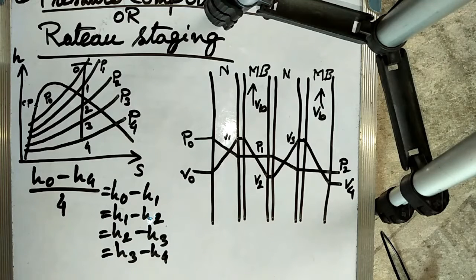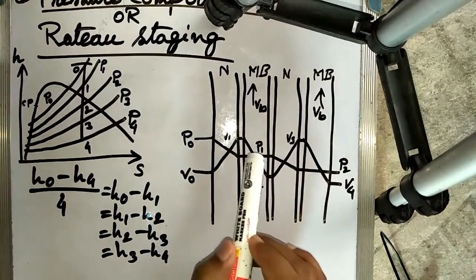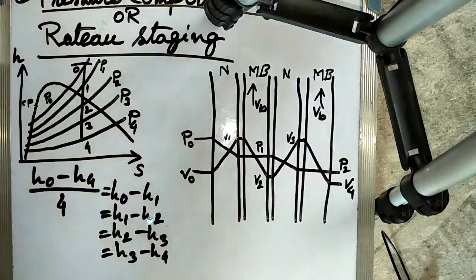Now the interstage pressures are noted from the diagram, as shown in this figure, that is P1, P2. If there is another stage, that will be P3, and so on. The pressure after the first stage is P1, the pressure after the second stage is P2, and so on.